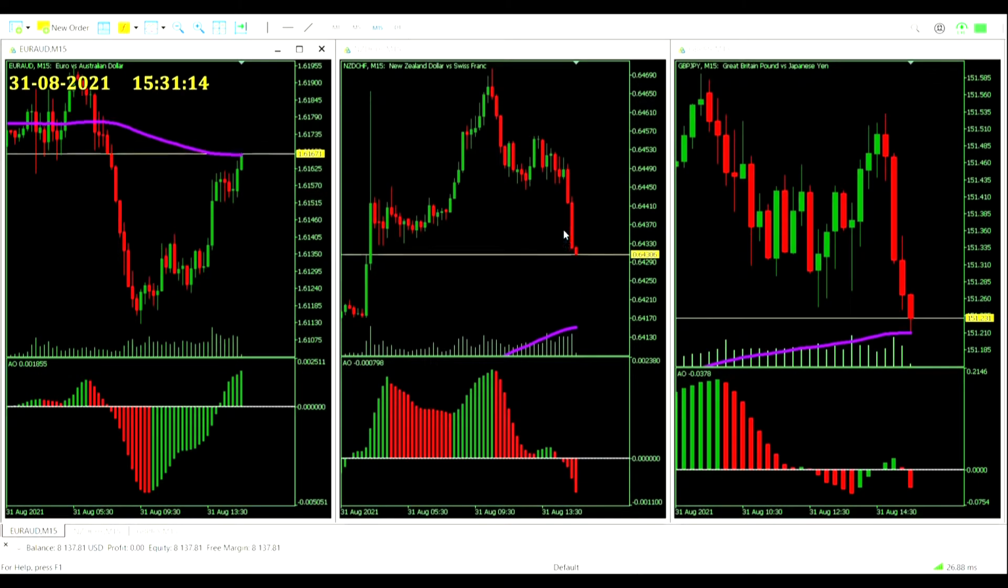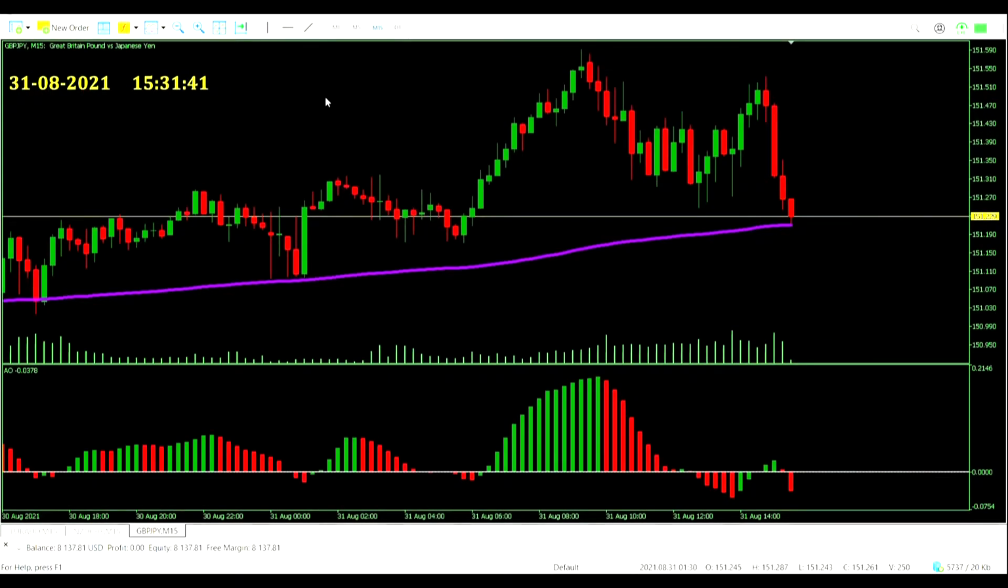Not too much on the other ones, although we are seeing price plummet on the New Zealand dollar over the last few periods here against the Swiss franc, and similarly the Australian dollar getting weaker, the euro on the move here as it gets above that average now. But let's get back on and have a closer look at this pound yen for a bit.